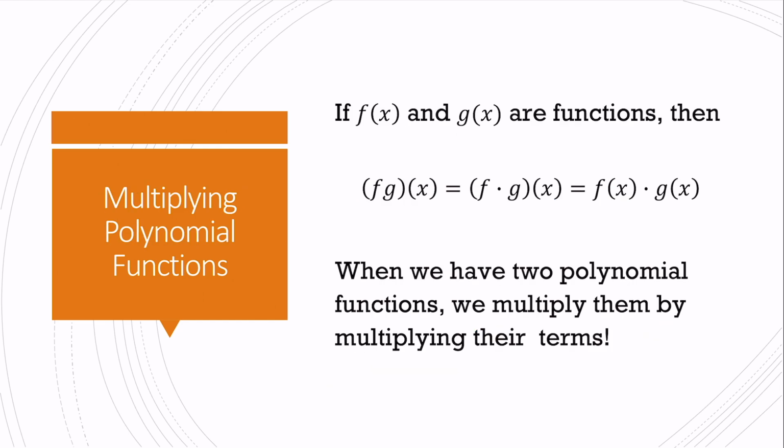The other thing we can do when we've got two polynomial functions is we can multiply them. So if I have fg of x, what that is saying is f times g of x. And there's multiple ways for us to write this. So let's solve some examples and practice.